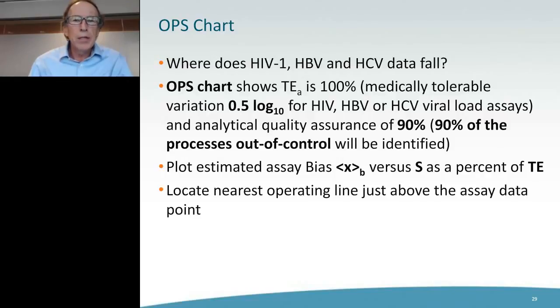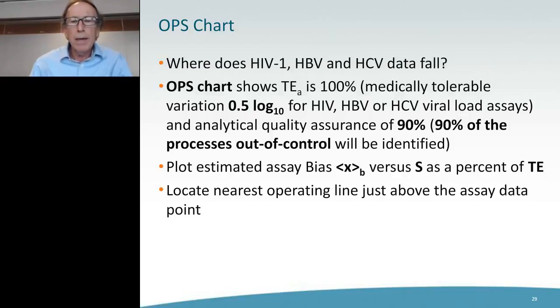now that we've got the Levey-Jennings data plotted, we want to see how the controls are running and what rules we should follow. So we're going to follow this data. And again, on the OPS chart we're showing, total error is going to be set at 100% of the medically tolerable variation. Again, back to my earlier comment of 0.5 log for HIV, HBV, and HCV on these viral quantitative assays. And we're setting the analytical quality assurance at 90%, so 90% of the processes out of control will be identified.